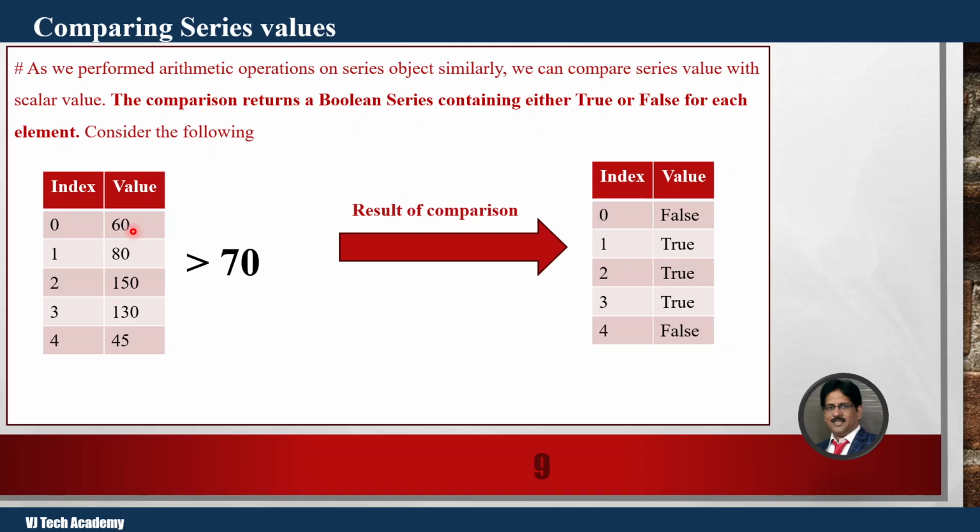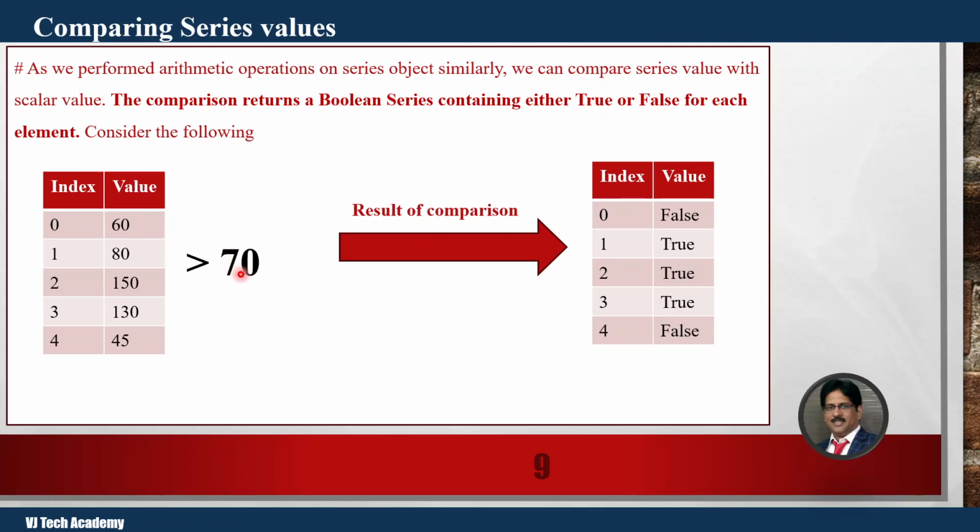Each value of the series will be compared with 70: 60 greater than 70, 80 greater than 70, 150 greater than 70, 130 greater than 70, 45 greater than 70. And you know it, whenever you compare two values, the result is always true or false. Comparison operator always results in true or false. So accordingly, 60 greater than 70 result is false. So you can see at index 0 we are seeing in the Boolean series as false.